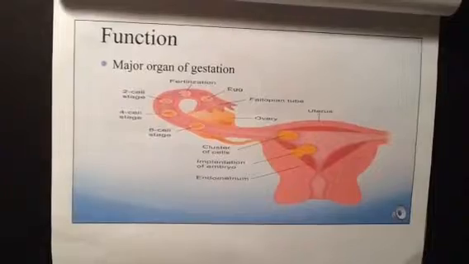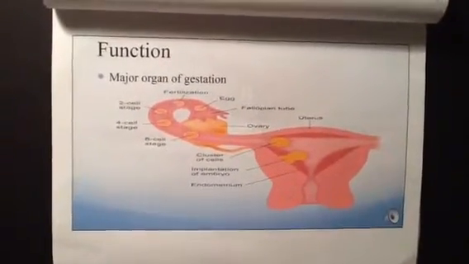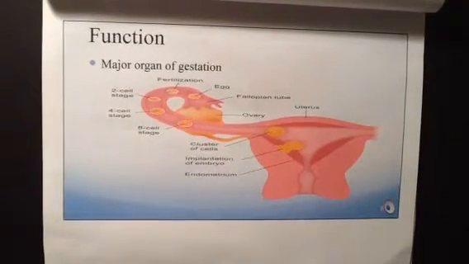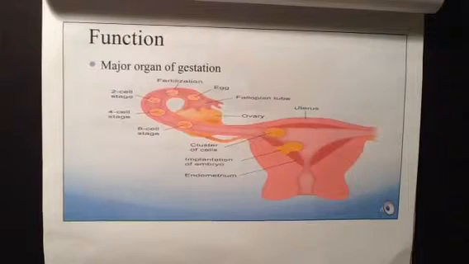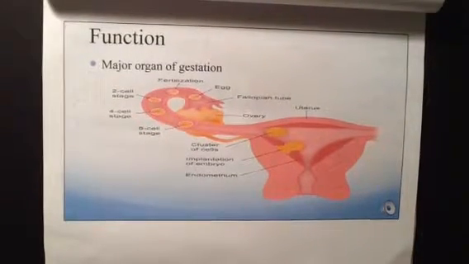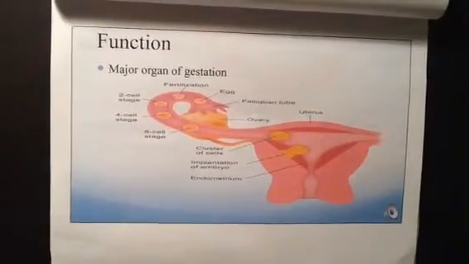The function of the uterus: when the uterus accepts a fertilized ovum implanted into the endometrium, it provides the mechanical protection, nutritional support, and waste removal for the developing embryo and the fetus.